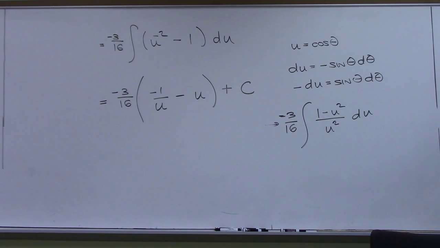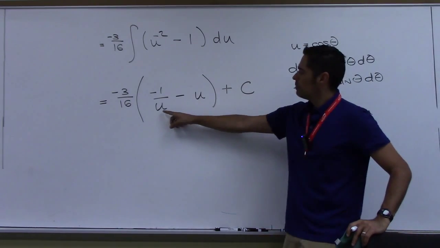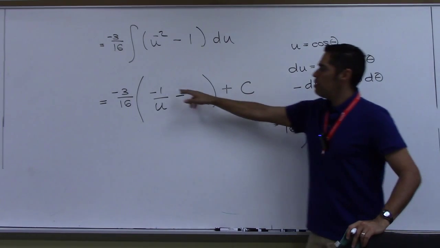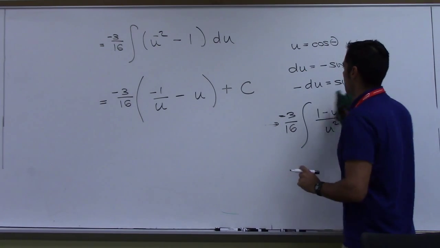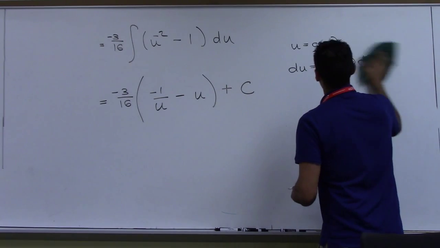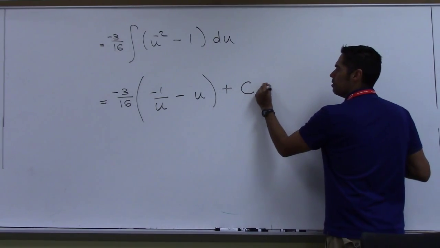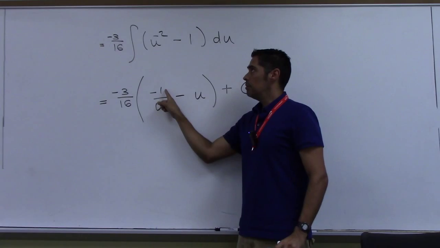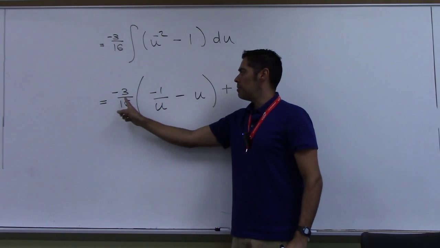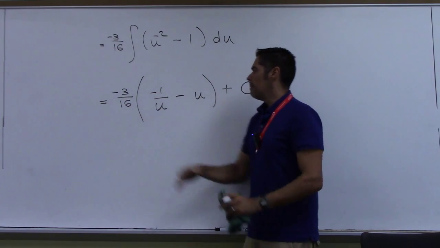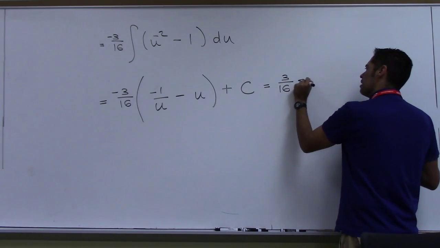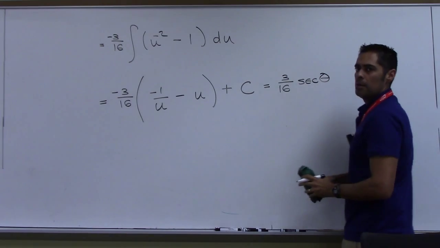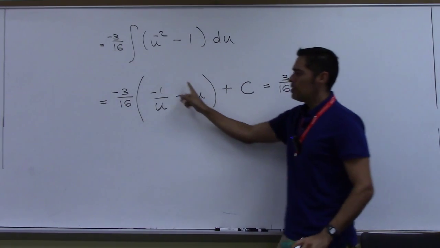Well, we got to get it all back to x, right? All right. So what is U? Cosine theta. So what is 1 over cosine theta? Secant theta, right? So this turns into, I'm going to distribute this through here to here, positive 3/16 secant theta, and then positive 3/16 again.